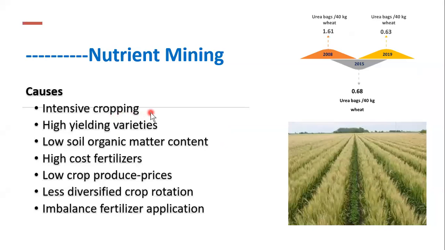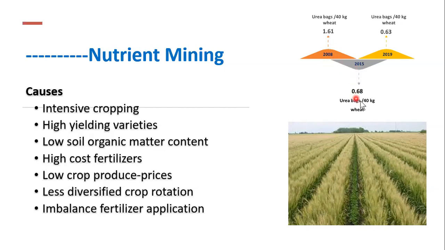Intensive cropping without addition of much nutrients, because if we are adding only nitrogen fertilizer, it means we are making the soil deficient for other nutrients, because the plant needs at least 14 mineral nutrients which come from the soil. High yielding varieties without sufficient input can reduce the nitrogen and the other nutrients. Low soil organic matter content, because it is the reservoir for the nutrients. High cost of fertilizer also affects, because if people are not getting much income, they will not be able to apply the fertilizer.